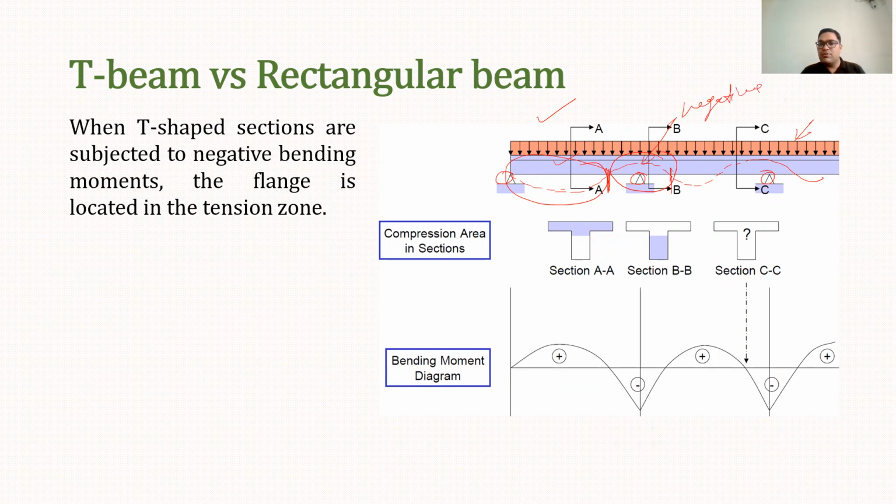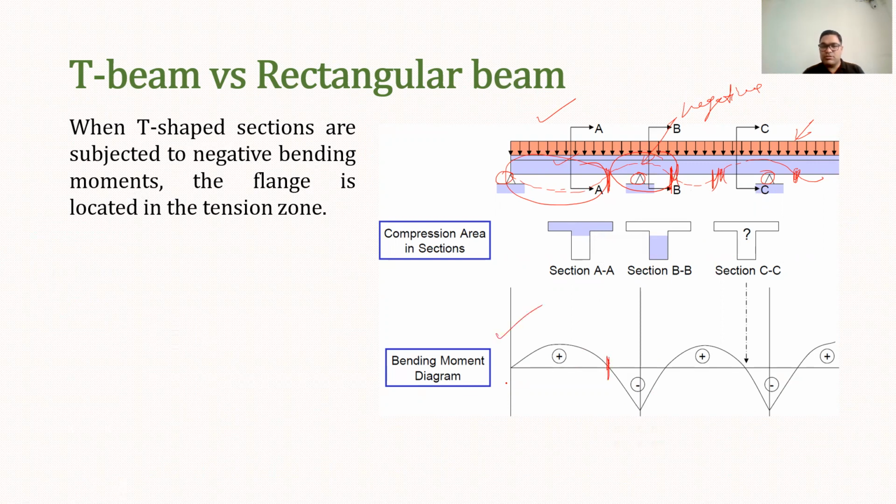Similarly, up to this region, it is again having positive moment. Similarly, from this to this region, as there is a support, it is again experiencing negative moment. So our beam will behave as a T-beam only in the region where there will be positive moment. So the bending moment diagram of the whole beam you can see here also.